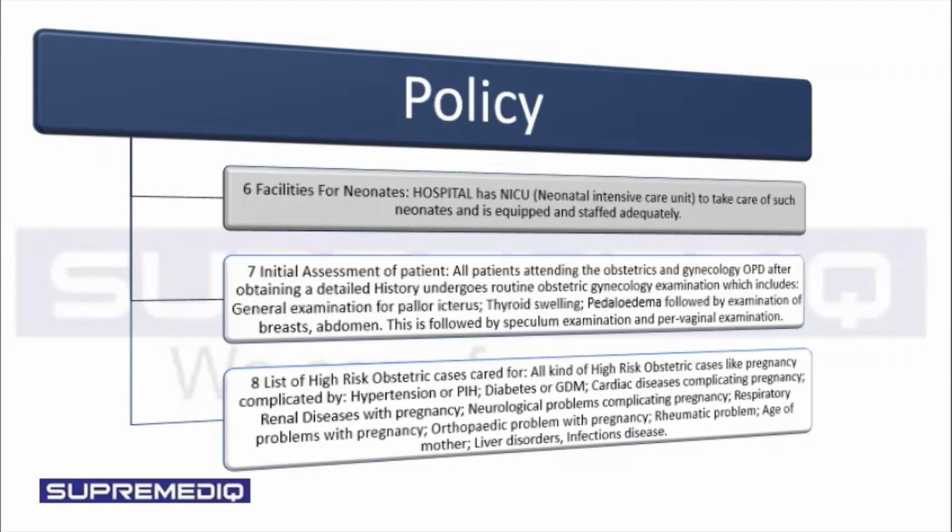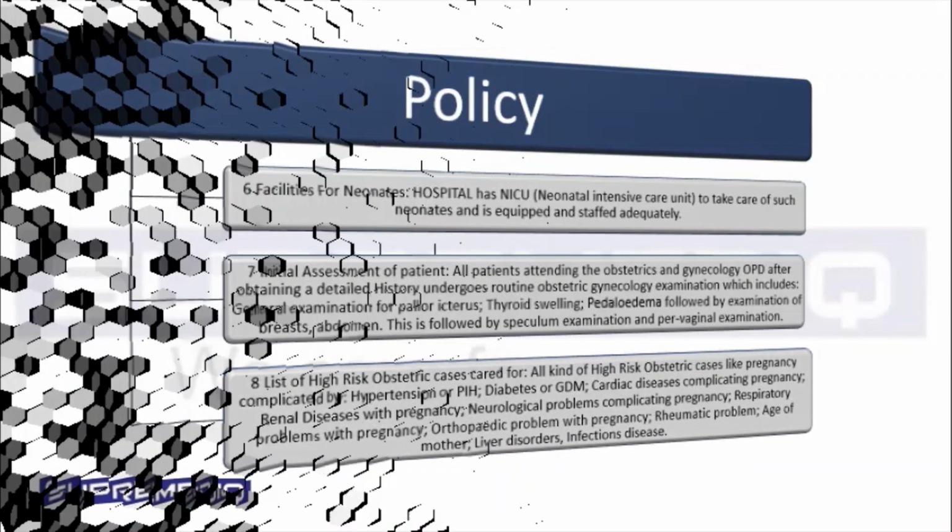8. List of high-risk obstetric cases cared for. All kinds of high-risk obstetric cases like pregnancy complicated by hypertension or PIH, diabetes or GDM, cardiac diseases complicating pregnancy, renal diseases with pregnancy, neurological problems complicating pregnancy, respiratory problems with pregnancy, orthopedic problems with pregnancy, rheumatic problems, age of mother, liver disorders, infectious diseases.